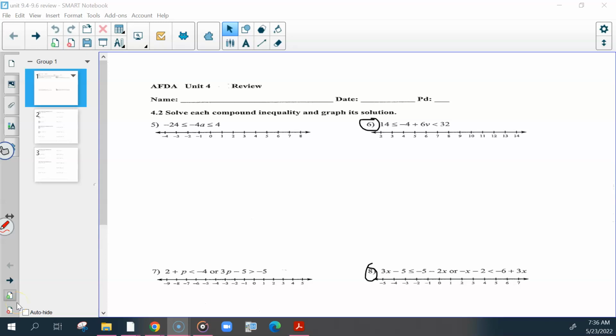It says unit 4, but that was from when we originally did it. So the compound inequalities, we'll start there. We'll do 2 of these unless anyone has other questions.